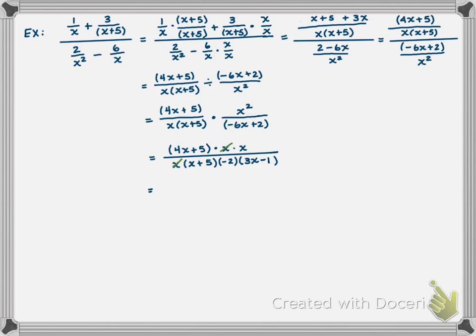And so then our final answer, it's not super pretty, but it's x times 4x plus 5. And you can leave that x on the other side. It's just sort of convention to put monomial factors first. And then negative 2 times x plus 5 times 3x minus 1. And we're done.